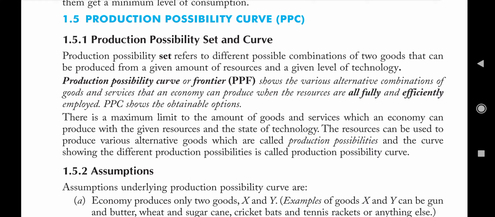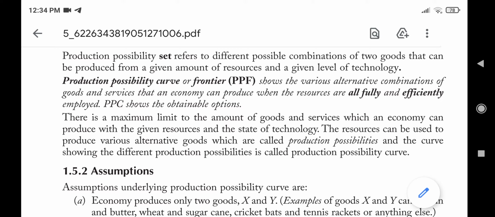The other names of PPC are transformation line or transformation curve. PPC is also called PPF, production possibility frontier. The production possibility curve is a curve showing different combinations of two goods which can be produced with the available resources, on the assumptions that resources are given, resources are fully and efficiently utilized, and technology, that is the technique of production, remains constant.